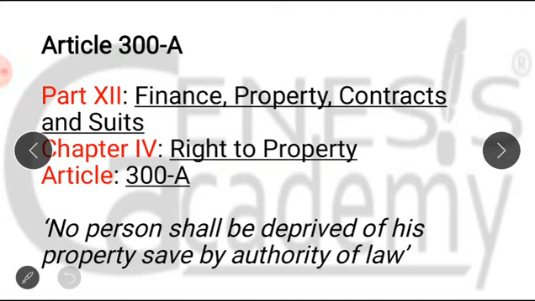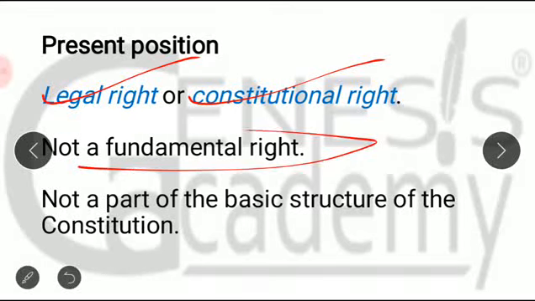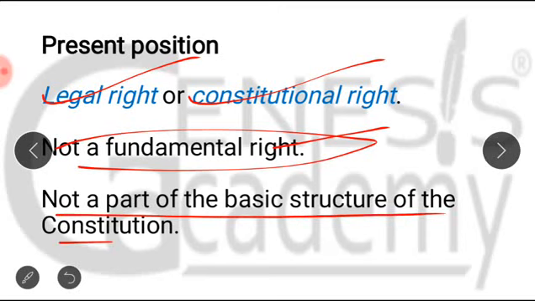और this article reads that no person shall be deprived of his property except by the authority of law. Wording तो इसकी सेम है as in Article 31, but here it is not a fundamental right anymore. So present position क्या है, that the right to property is a legal right or a constitutional right and it is no more a fundamental right, and also it is not a part of the basic structure of the constitution. That means it can be amended.